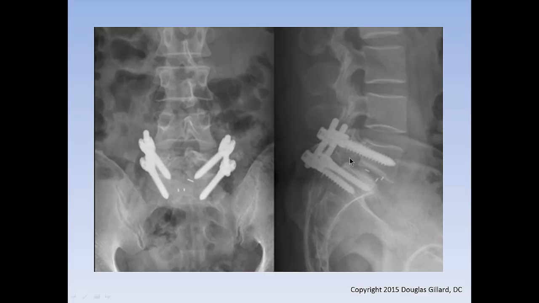Notice that they usually are not able to completely reduce the slip. The best hope is to stabilize the slip. So what are these things? I've put this on my test before. What are these things? Those are cage markers. So this is a polyether ether ketone cage, or PEEK cage, and that's just where it's placed. Placement looks good.